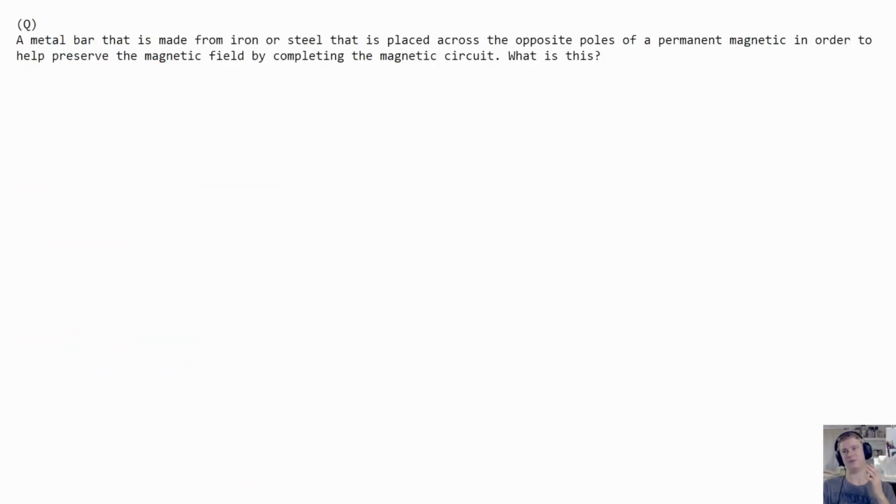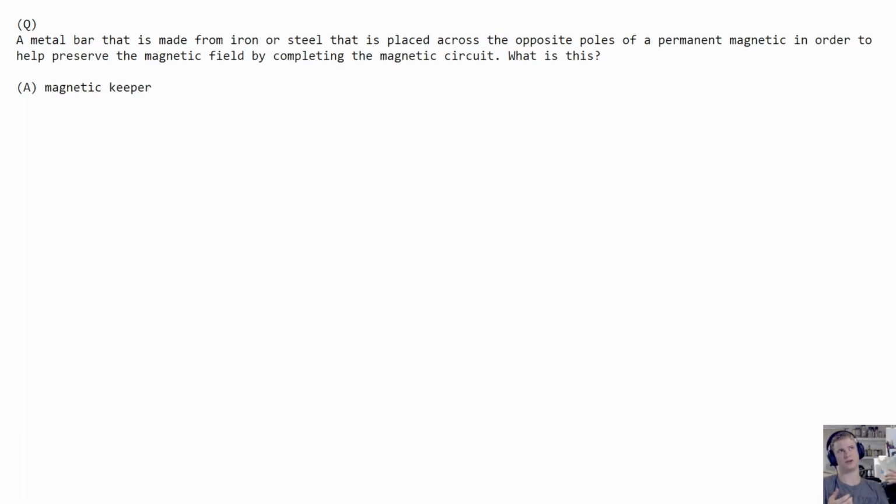Next question. A metal bar that is made from iron or steel that is placed across the opposite poles of a permanent magnet in order to help preserve the magnetic field by completing the magnetic circuit. What is this? And this would be called a magnetic keeper. You'll see a lot of people that are storing magnets do this. If you have a horseshoe magnet, that would be a simple piece of metal that's just flat, and then the north and the south pole are just going to be touching that at the same time. So that's how you'd have a magnetic keeper on something like a horseshoe magnet.